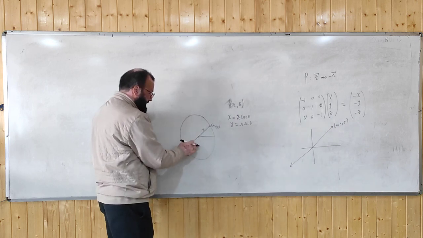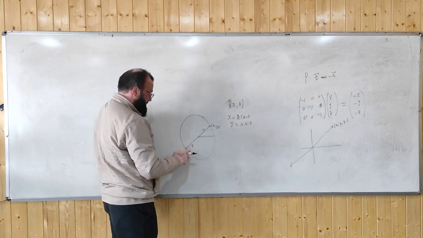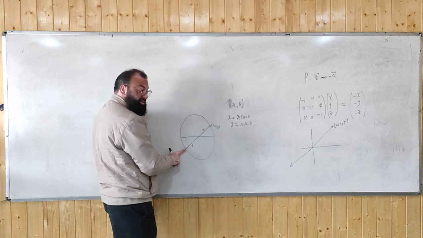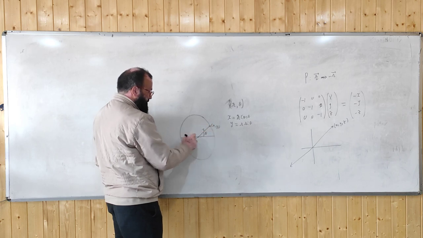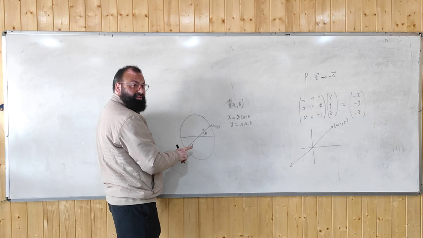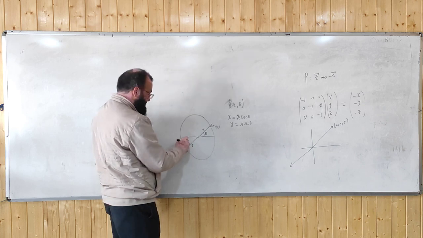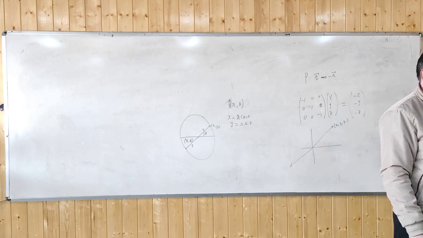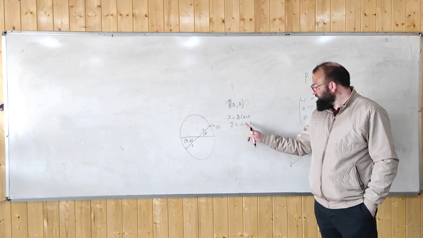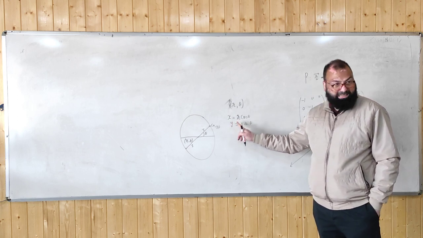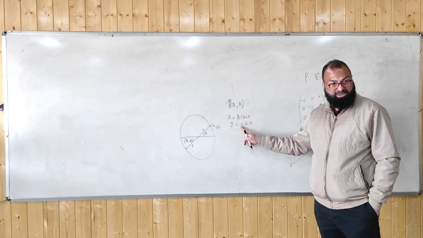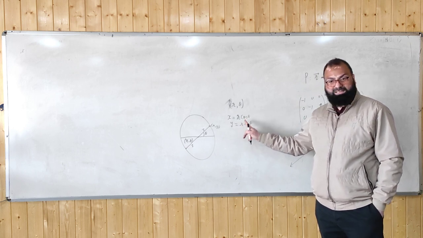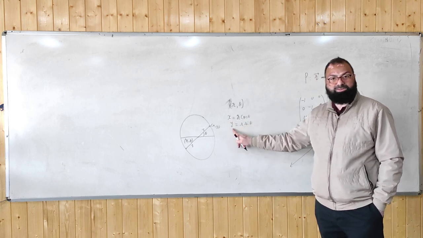This r is the magnitude of the vector. It's a positive quantity. So what is changing here? Theta is changing. What will be the theta for this very point? If you have theta here, what should be here? Pi minus theta. Now when you take pi minus theta, x will go to minus cos theta and y will go to minus sine theta. Both are negative. So that means x will go to minus x, y will go to minus y.